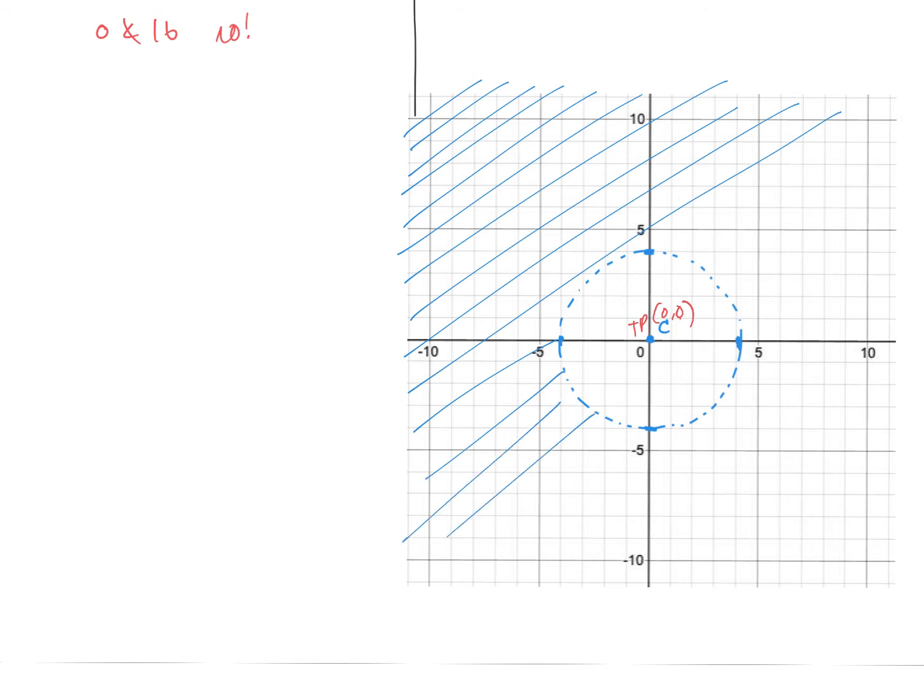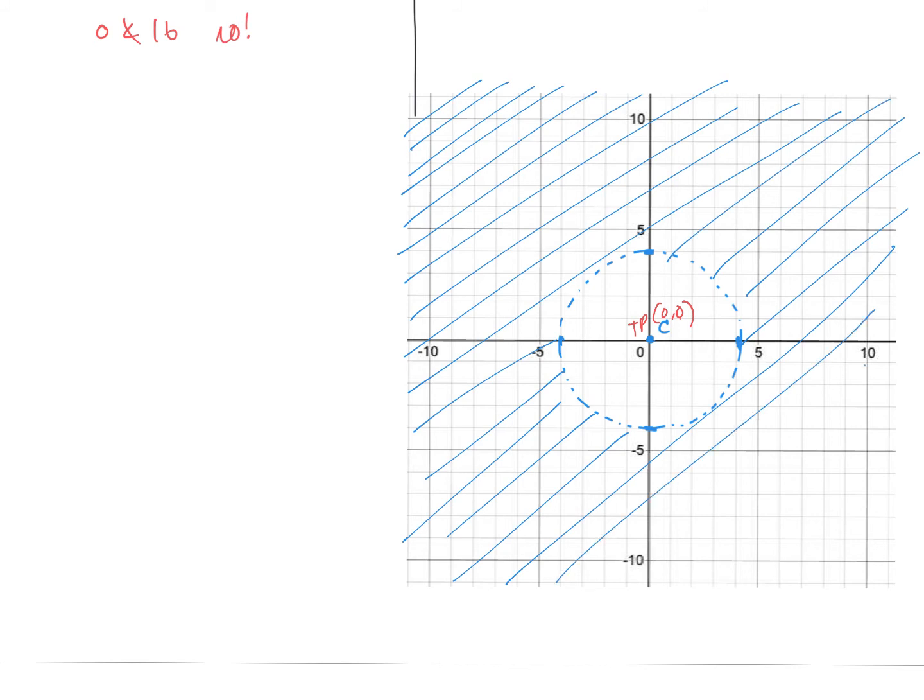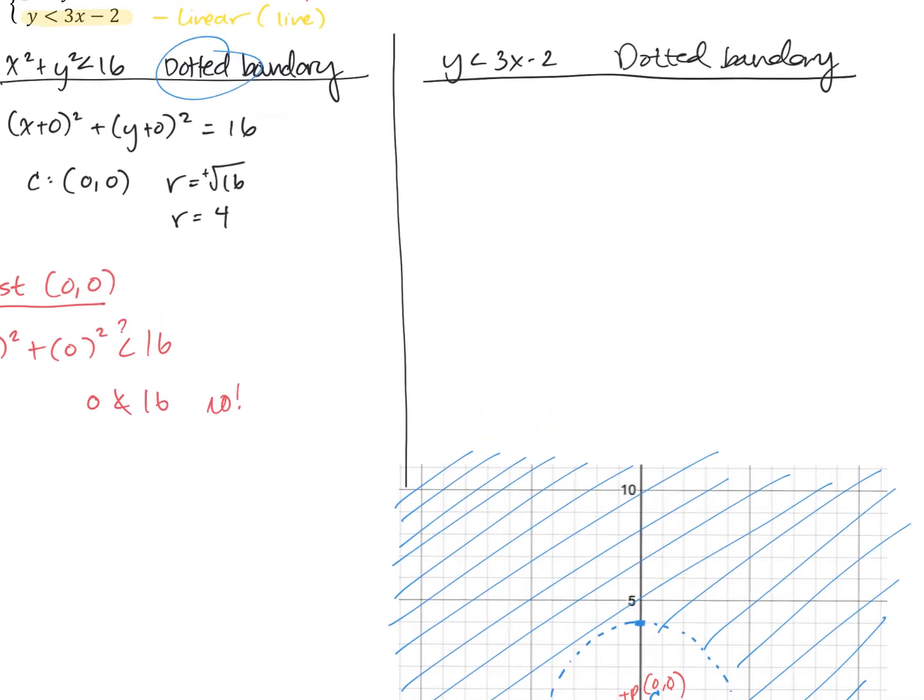Once again, just make sure your shading comes to the edge of the graph paper to show me that you know it's the whole area. All right, there we go, we have shaded the circle. Sort of a bullet hole shape, I guess, maybe?